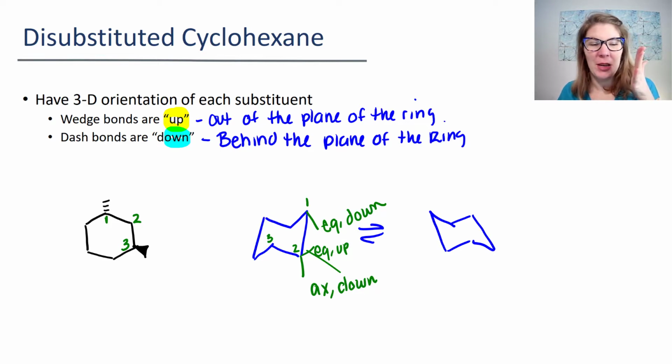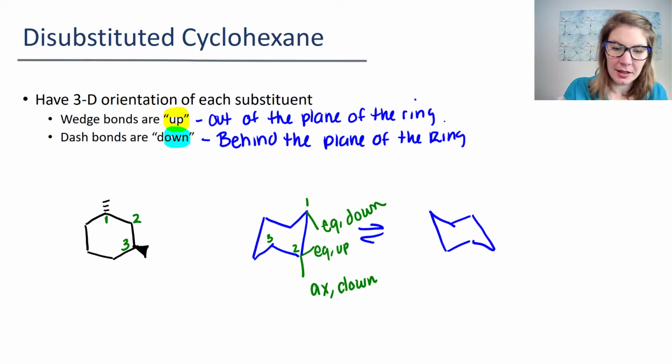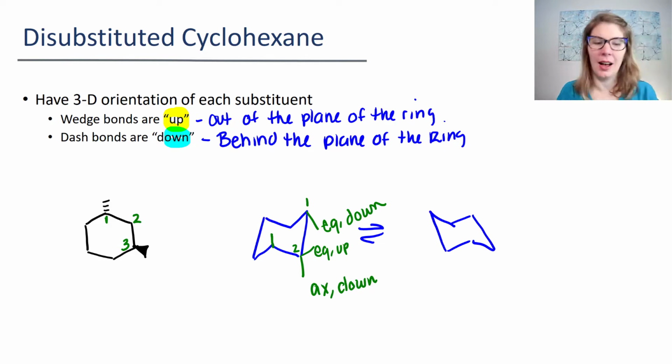So the wedge bond is saying up and out of the plane of the page. Let's go back to our pattern. Carbon 1, axial was up. Carbon 2, axial was down. Carbon 3, axial is up. So on carbon 3, we have axial pointing up.